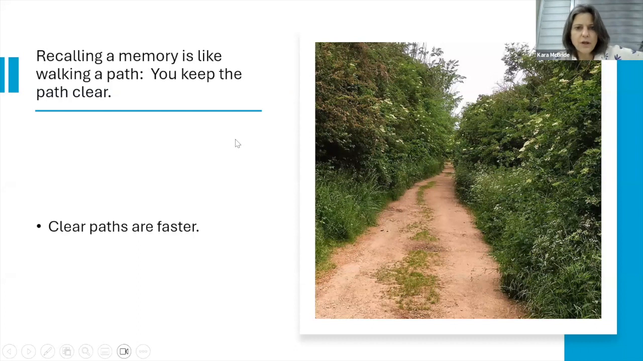Another fact about how the human brain learns is that by remembering or recalling something, it's like clearing a path. So if I remember something every day, if I use a piece of information every day, then I really know it and I really can use it fast.